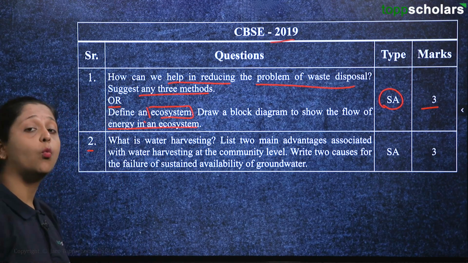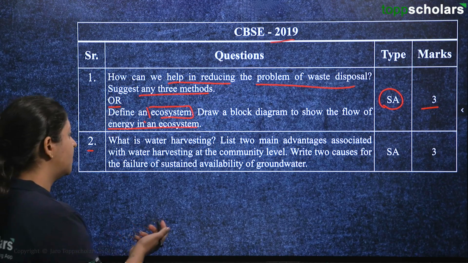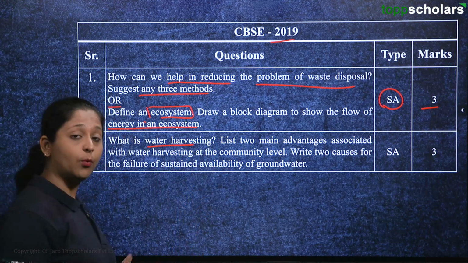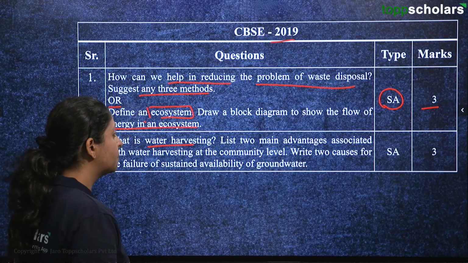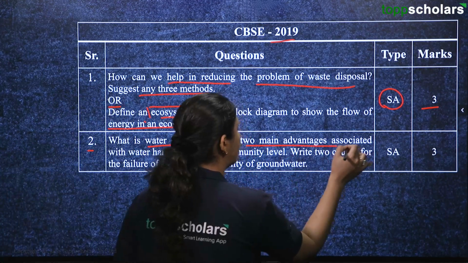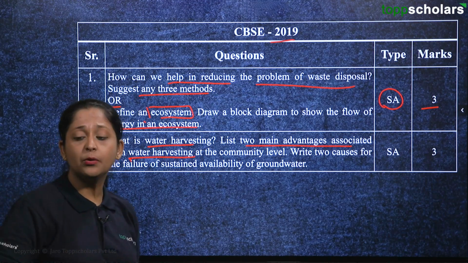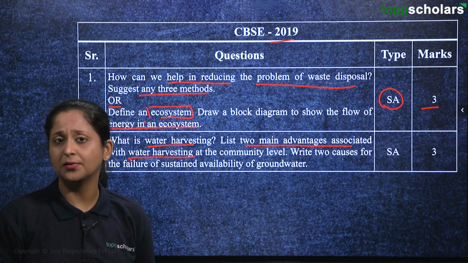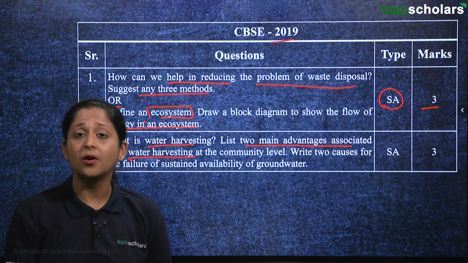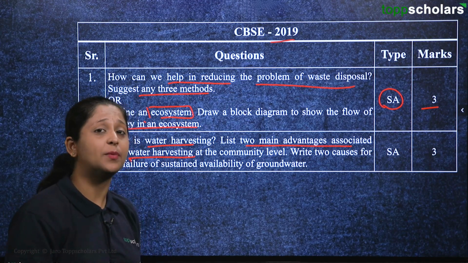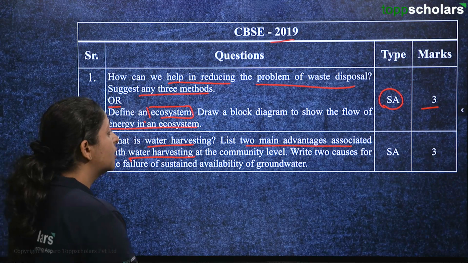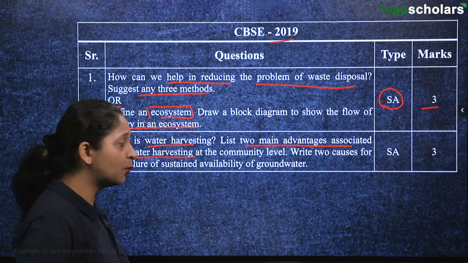Next is, what is water harvesting? How do you harvest your water? Basically the rainwater that we harvest for later use. And you have to list the main advantages associated with water harvesting in the community. It is beneficial. You are not much dependent upon other water resources such as rivers or ponds or groundwater. That is what we are disturbing a lot, groundwater, correct? So these are the advantages of harvesting the water.